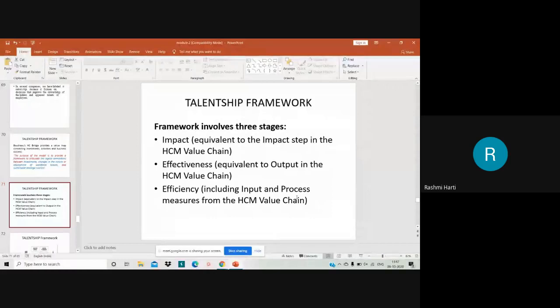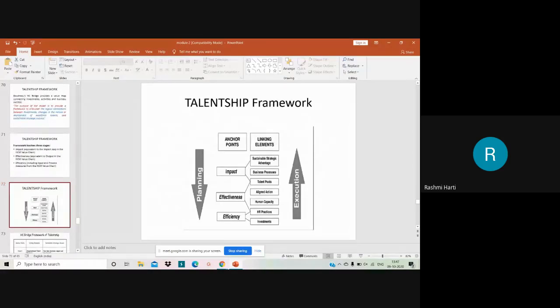The framework involves three stages, that is impact, effectiveness, and efficiency. When we speak about impact, it is equivalent to the impact step in the HCM value chain. When we speak about effectiveness, it is equivalent to output in the HCM value chain. Then efficiency is nothing but including input and process measures from the HCM value chain. Now this is what we could say is the talentship framework, right? So planning is the anchor point when I say impact, effectiveness, and efficiency, right?